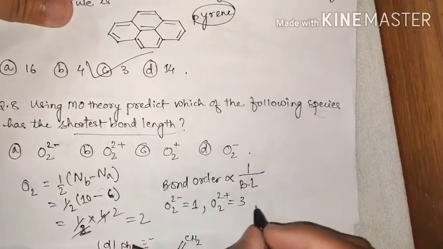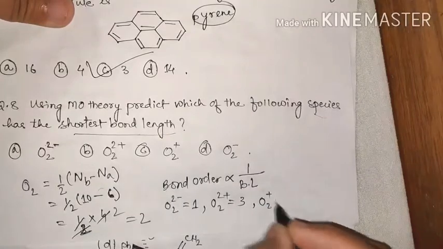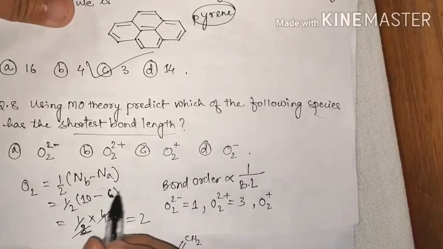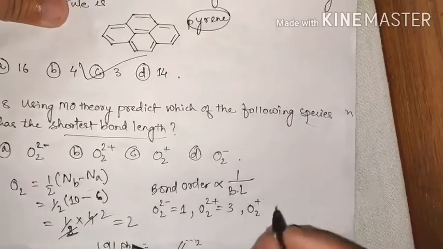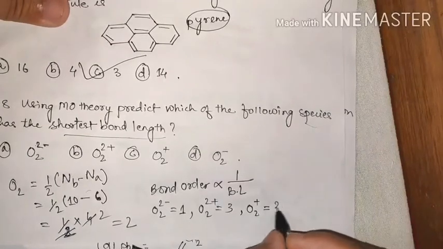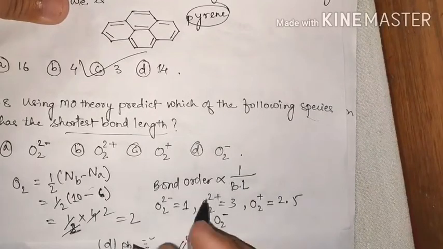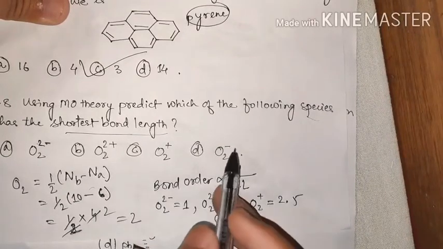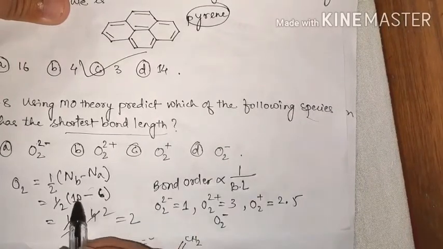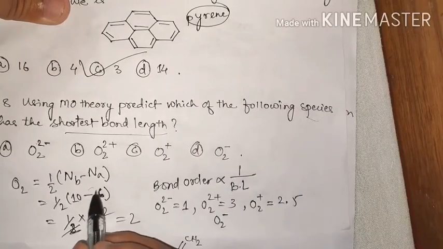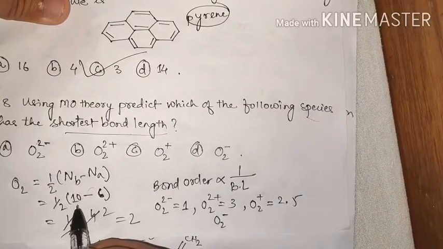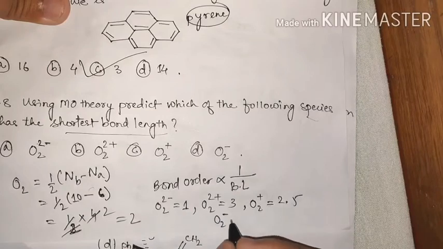Similarly, O2 positive means remove 1, it will become 5. 5 by 2 will be 2.5. And for O2 negative, what happens? We will add 1 more electron. That means 10 minus 7, it will be 3. 3 by 2 is 1.5.